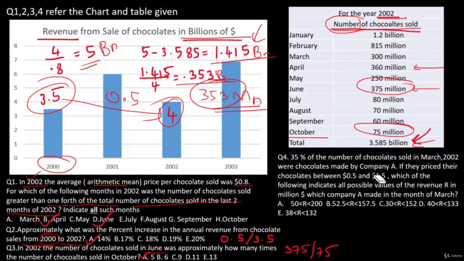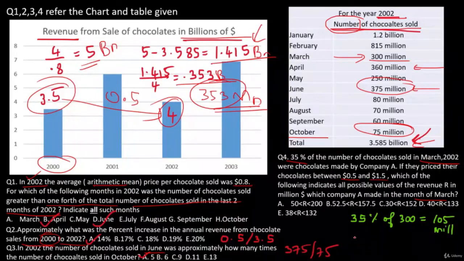35% of the number of chocolates sold in March 2002 were chocolates made by company A. All right, if they priced their chocolates between $0.5 and $1.5, which of the following indicates all possible values of the revenue in $1,000,000 which company A made in the month of March? All right, so over here, what is 35% of the number of chocolates sold in March? You can see from this table that in March, 300 million chocolates were sold, right? So you need to find out 35% of 300. That's equal to 105 million, right?